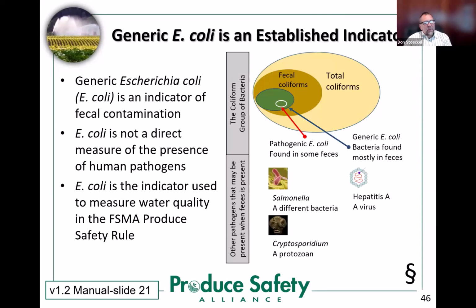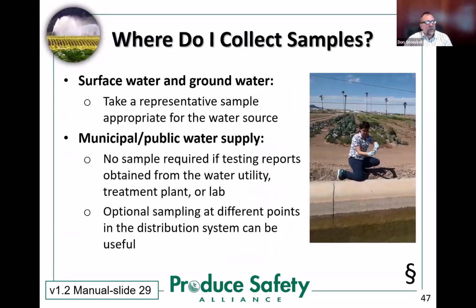This slide helps participants understand what generic E. coli means in the context of the other indicators and fecal oral pathogens. Keep in mind that other scientifically valid indicators also can be used. When we get to this slide, we're talking about how to help a grower know when and where to collect a sample that's going to give them useful information.